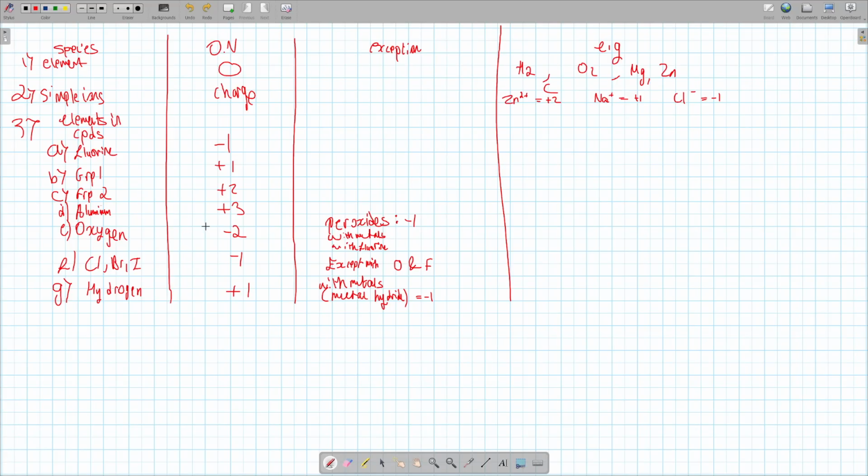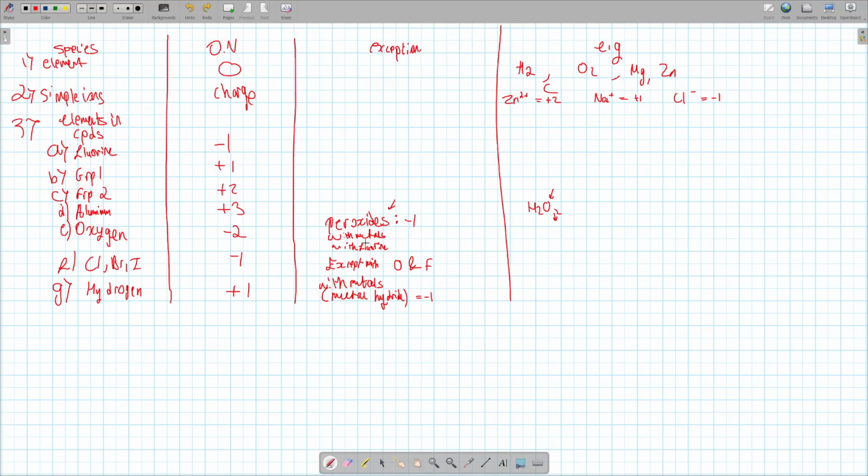Oxygen is going to be minus 2, except for when it's with a peroxide. Some people ask me what's a peroxide. A peroxide is anything that has 2 O's. Like H2O2, in this case, the oxidation number of each oxygen would be -1. I'm not saying total O2 is -1. I'm saying each oxygen in this case would be -1. Instead of -2 each, it would be -1 each.